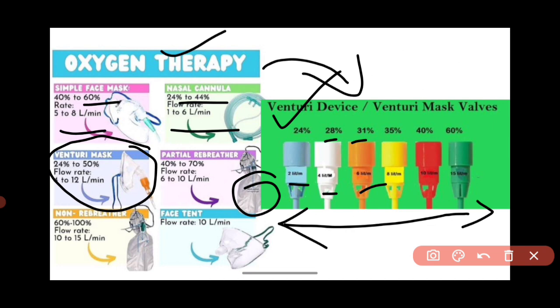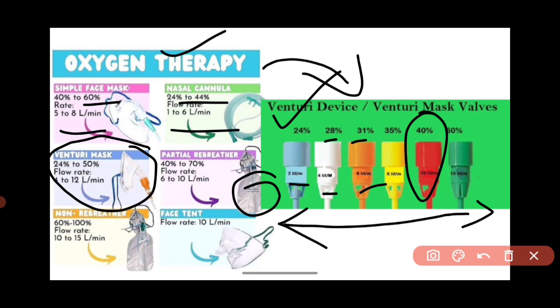If you are taking red color, 40 percentage and 10 liters of oxygen is going to be delivered. So directly we can say this much amount of oxygen is required for the patient. So I am using this color-coded Venturi mask. It is an accurate measurement for administering the oxygen. That's why we selected this option.